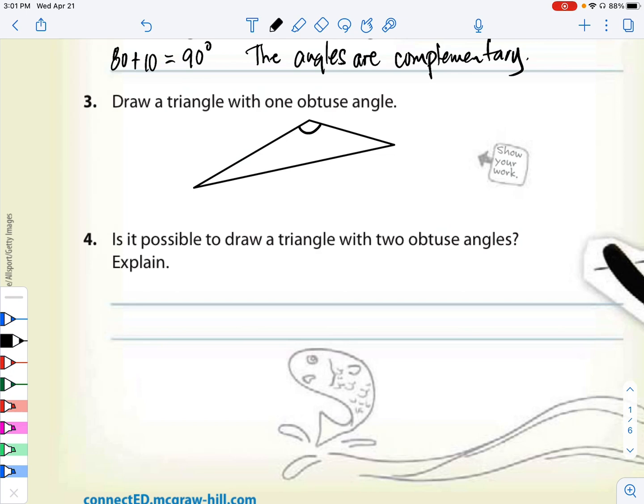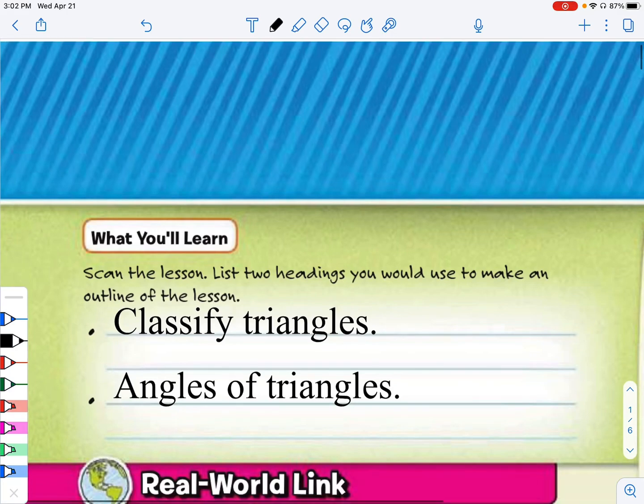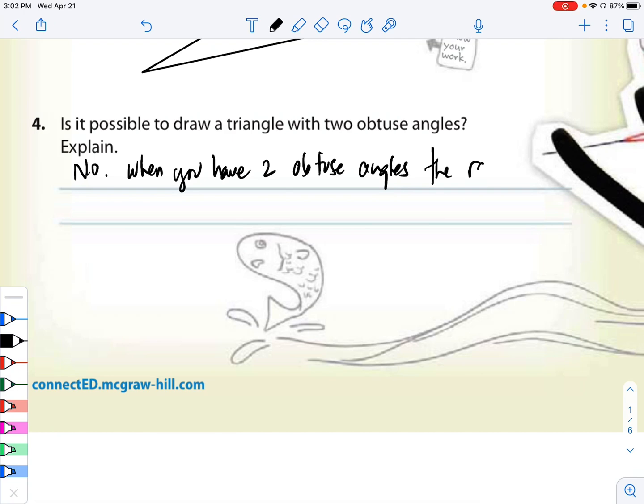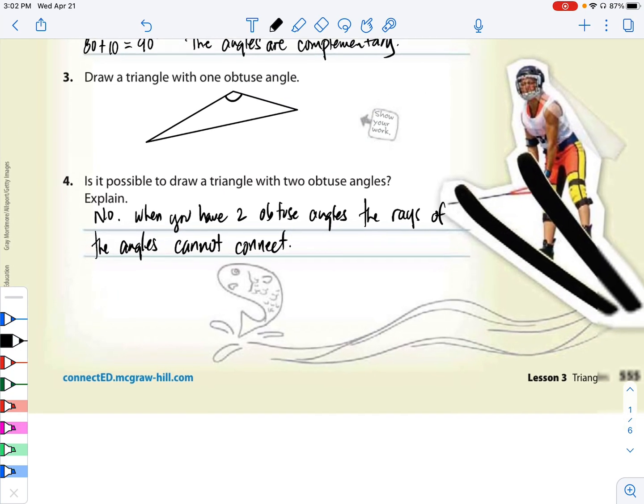If you want to draw two obtuse angles in a triangle, that is definitely not possible. No, it's not possible. Because when you have two obtuse angles, the rays of the angles cannot connect. That means it cannot form a triangle.